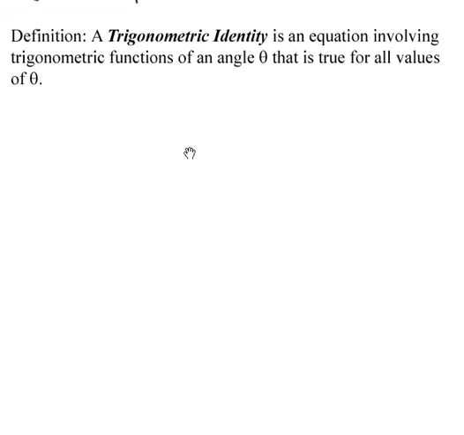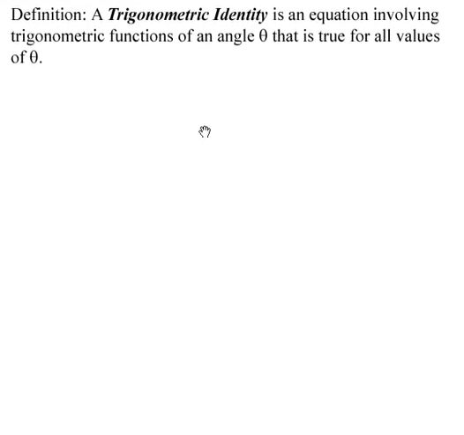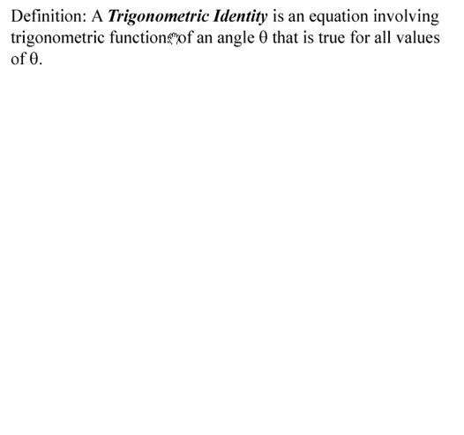Alright, now that we've done a simple reminder of our trig functions from Algebra 1, we want to talk about what a trigonometric identity is. A trigonometric identity is an equation that involves trigonometric functions of an angle theta, and it's true for all values of theta. That's the important part of the identity, is that it's true for all values. So here's a trig identity. Tangent of theta is the same as sine of theta divided by the cosine of theta.